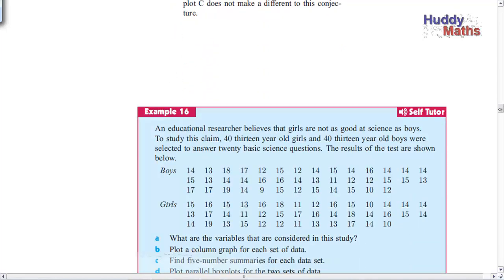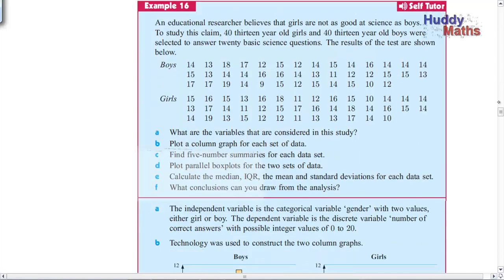And let's do another example. Here's another one. See if we can come up with a statistical analysis of this one and a conjecture, a proposal as to what has happened. An educational researcher believes girls are not as good at science as boys. To study this claim, 40 13-year-old girls and 40 13-year-old boys were selected to answer 20 basic science questions. So we take it these students were taken at random, so we weren't picking out particular classes or anything. No bias. The results of the test are shown below.